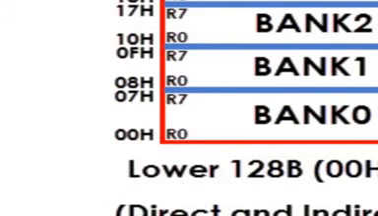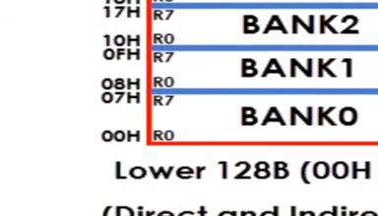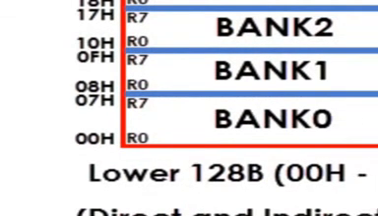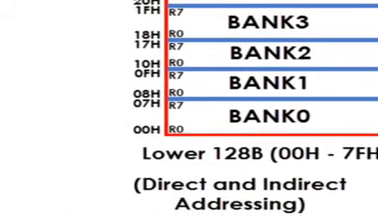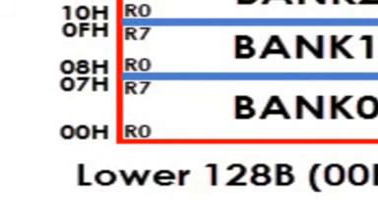After 07, next I have 08. So at 08, after R7, the next bank 1 starts. So register R0 of bank 1 is there at 08H location. So when we spoke about the stack pointer, if you remember, try to recollect that it is initialized at 07 of internal RAM. So this is internal RAM we are talking about, 128 bytes. So this is the 07 location, that means bank 0 of R7 register.